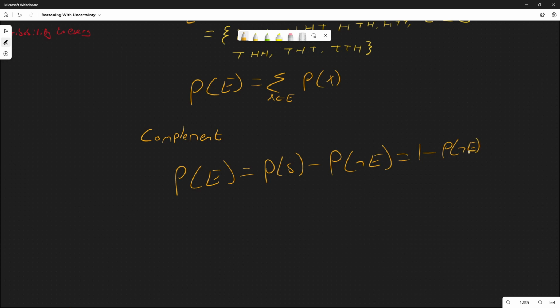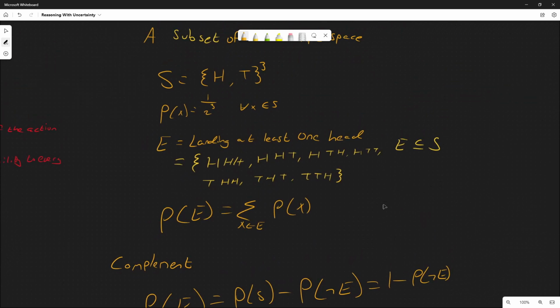In the example above, this would be a much more computationally efficient way of doing it, because there was only one element in the set of not E, because it is simply, as I mentioned, triple T. And the probability of triple T is just 1 over 2 to the power of 3. You have that one calculation to do, and then a second to do 1 minus that, and then that's it.